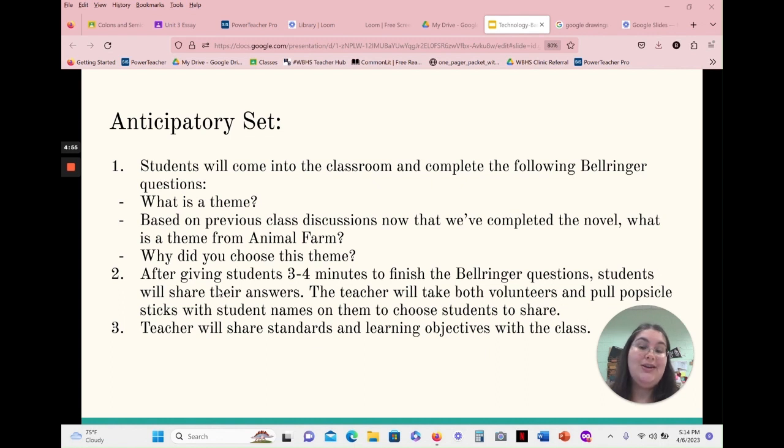Then I will share the standards and learning objectives with the class. Now, this may not be the most interesting class opening, but I really feel like it's important with my students to re-hit these skills involving theme before we begin, or else the end product won't be as solid.